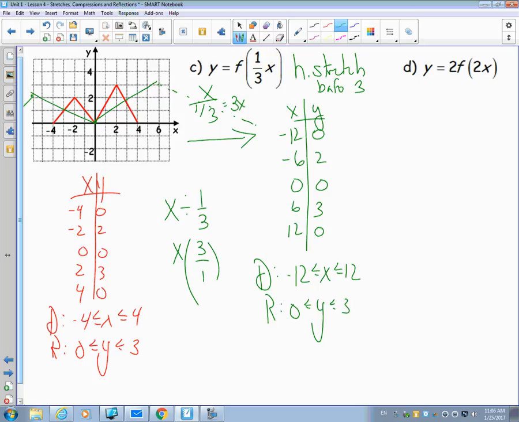Okay. Yeah, so that's another idea there. The idea of when you divide by a fraction, you actually end up multiplying. So dividing by a third, multiply by 3. Divide by a half, multiply by 2.